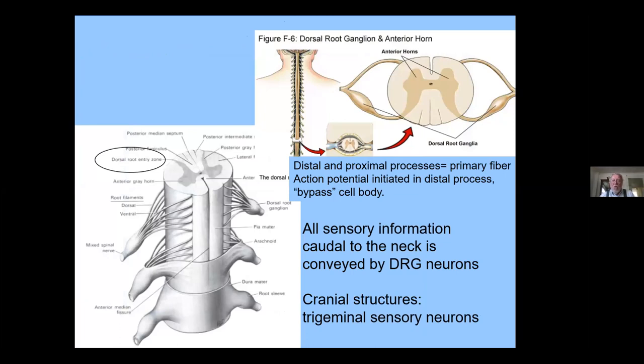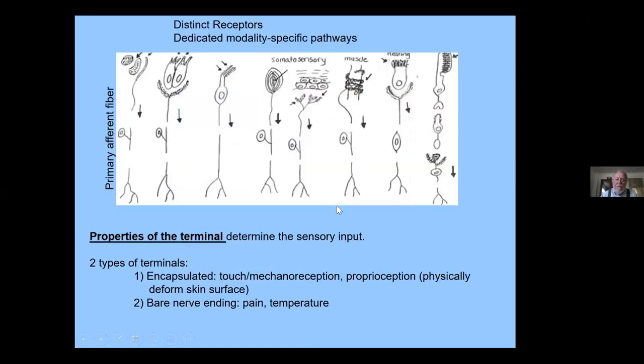Okay, so all sensory information caudal to the neck is conveyed by DRG neurons. Most of them enter through the dorsal horn, either medially if they're heavily myelinated or laterally if they're lightly myelinated or unmyelinated. But a certain number of dorsal root ganglion neurons, primarily C-type fibers, will also enter the spinal cord via the ventral horn. So it becomes pretty complex as we're looking at this system.